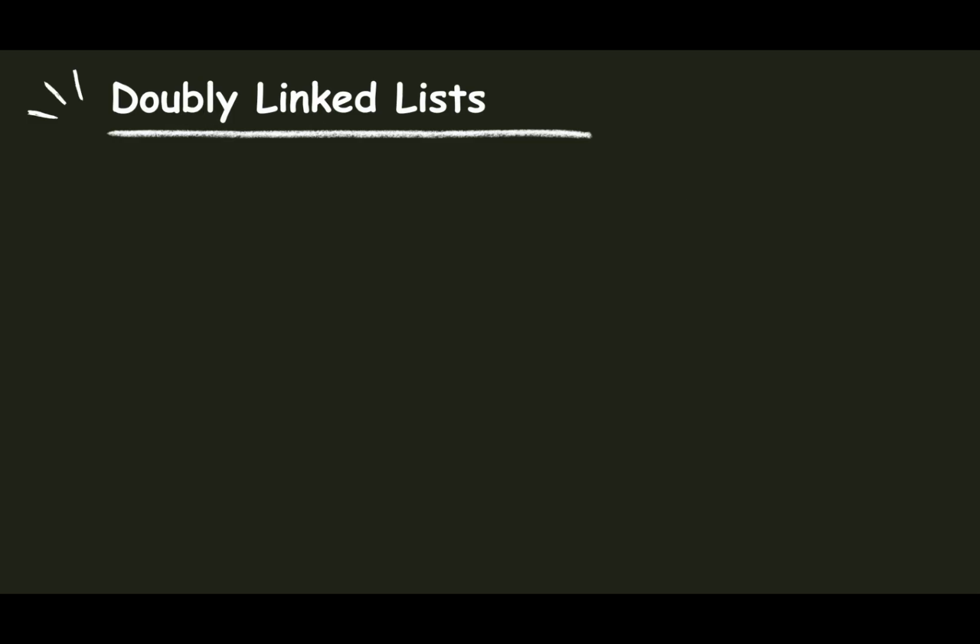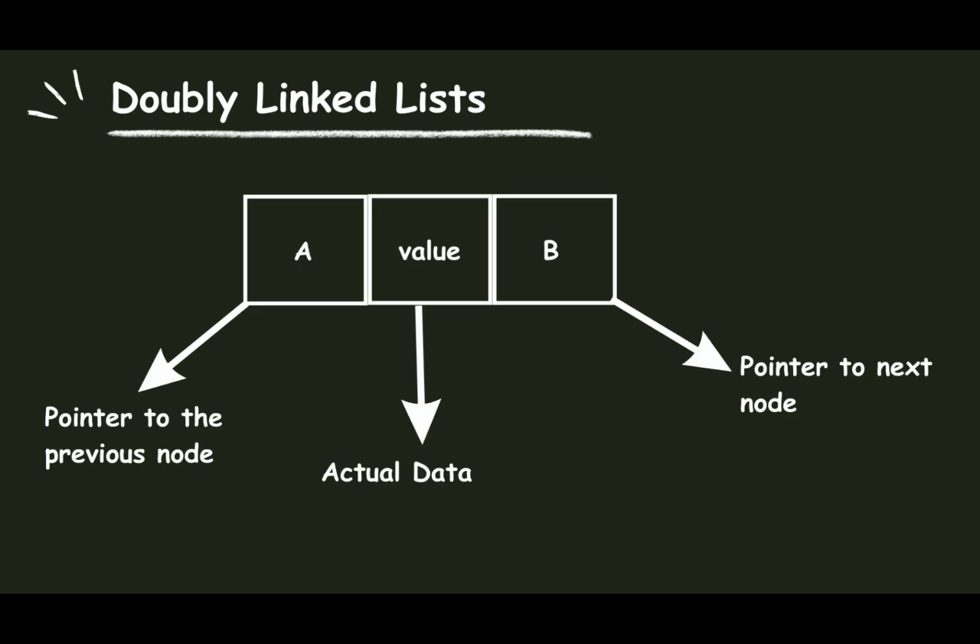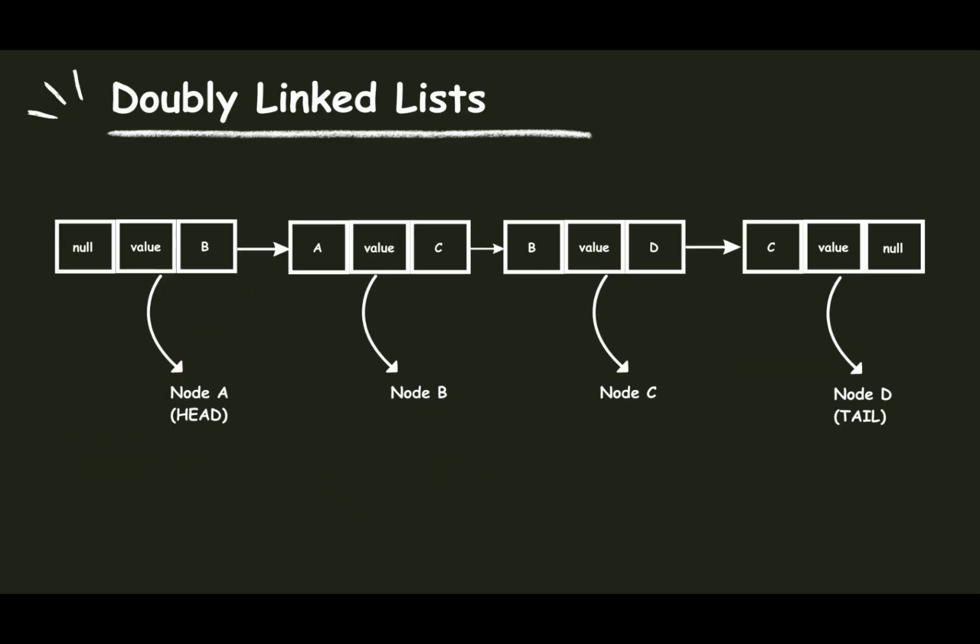Now let's look at a doubly linked list. A doubly linked list is a type of linked list where each node contains a data field and two pointers, one pointing to the previous node and another pointing to the next node in the sequence. This structure allows for bidirectional traversal, meaning you can move both forward and backward through the list. A doubly linked list allows for faster insertions and deletions compared to singly linked lists, especially when dealing with elements in the middle of the list.